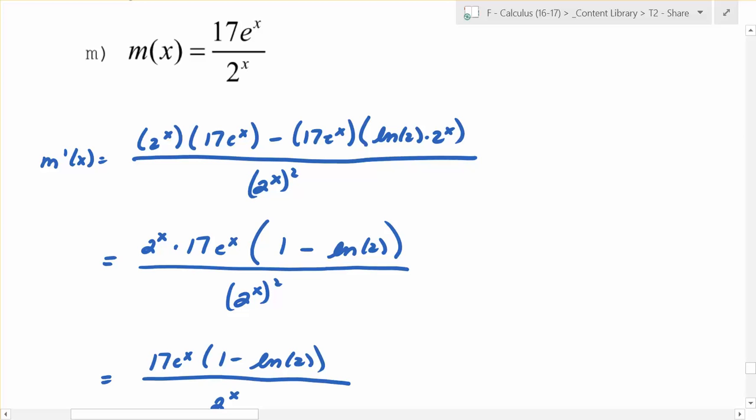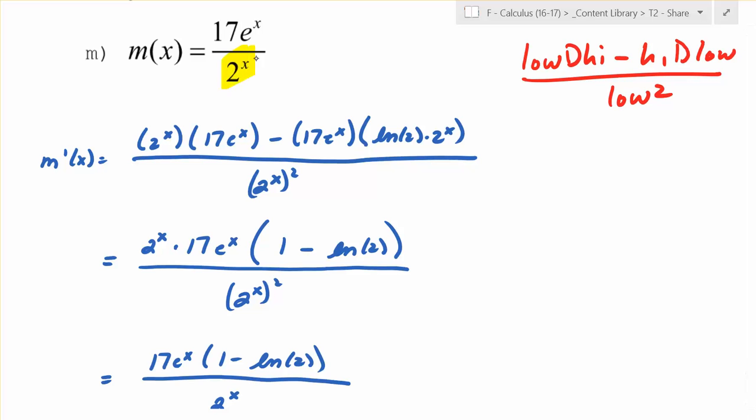Quotient rule, especially now at the beginning of your journey with it, write down: low d high minus high d low over low squared. So when you do this, the low function is there, right? And the high function is up here. So I literally do this.